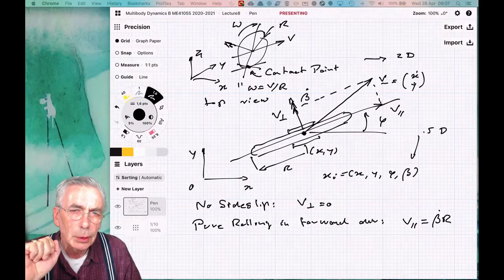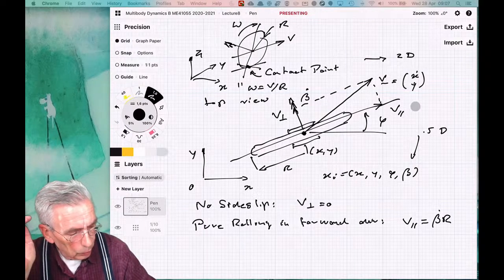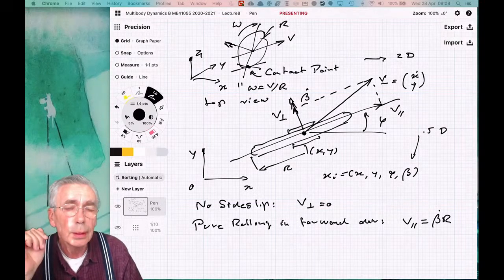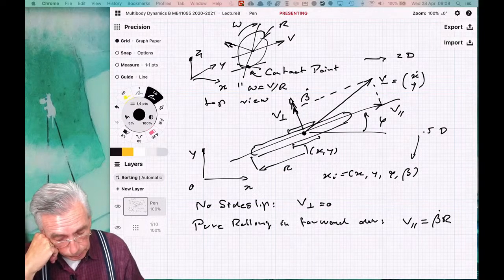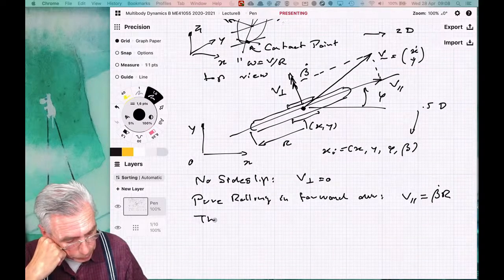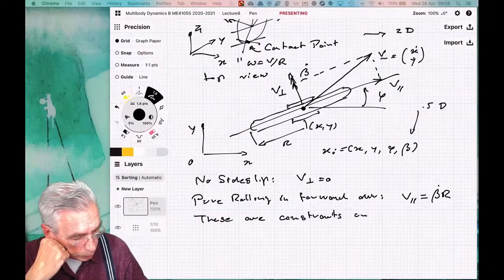They are not conditions in the coordinates. The coordinates play a role in this, because it could be dependent on the position and orientation. However, we talk about velocities here. And so these are constraints on the velocities.